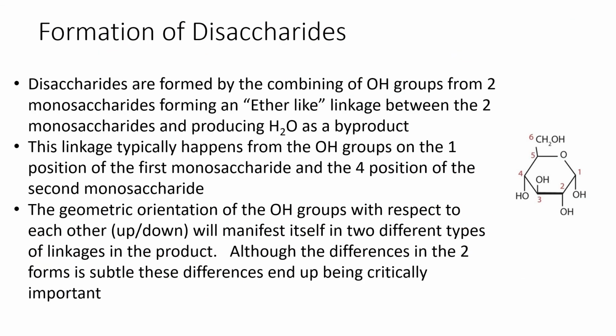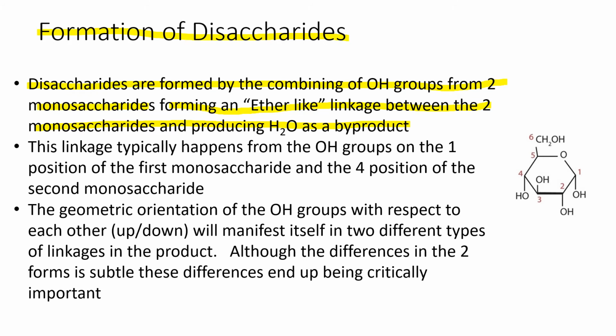So the next thing we want to do is start looking at how our monosaccharides can link together to form disaccharides. And the way these are linked together is that disaccharides are formed from combining of the OH groups from 2 monosaccharides. So this combining of those OH groups forms an ether-like linkage between the 2 monosaccharides and ends up producing water as a byproduct. So we'll see this with a couple of examples as well. And this is a reaction we haven't really seen before in terms of our organic chemistry unit.